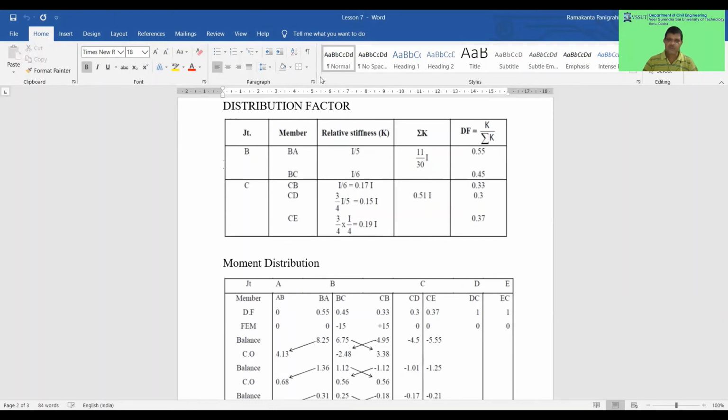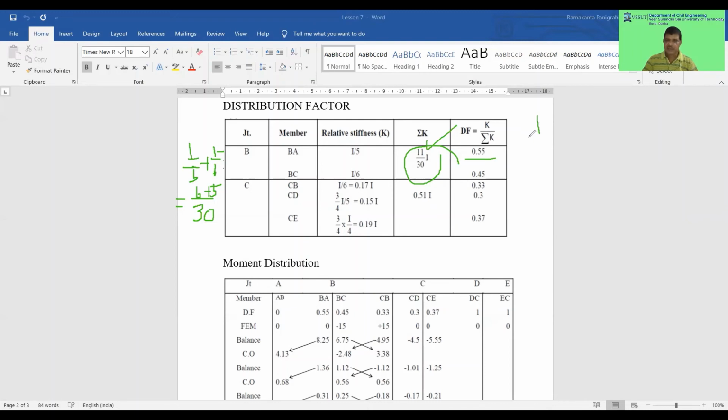So sigma K comes out to be 11 by 30. That is I by 5 plus I by 6. So you combine: 5 into 6 is 30, 30 by 5 is 6, 30 by 6 is 5, so it becomes 11 by 30. So what is the distribution factor? It is I by 5 divided by 11 I by 30. That becomes 30 by 55. So you can calculate the value. It becomes 0.55.